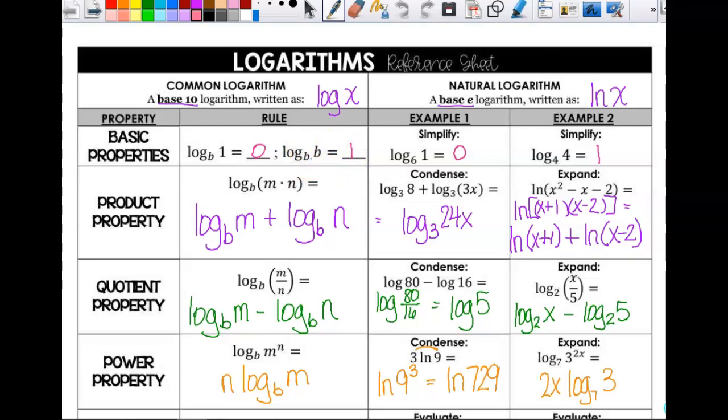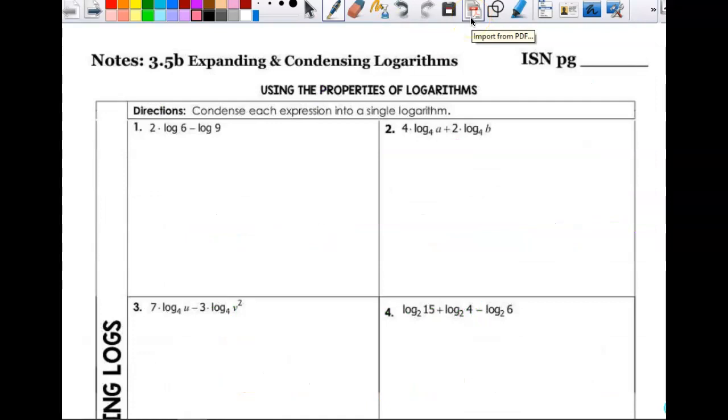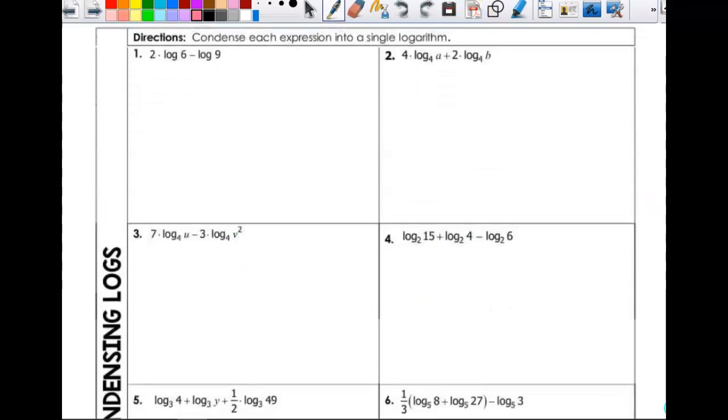Okay, all right, so have this handy so you can look at it, and let's expand and condense some of these. We're going to use these properties. So we're expanding and condensing. We're not solving anything so that we can then get to actually solving equations, but we got to be able to get through this first.